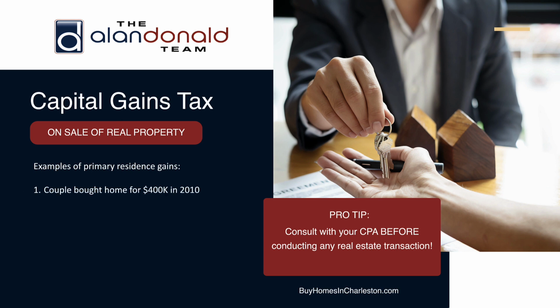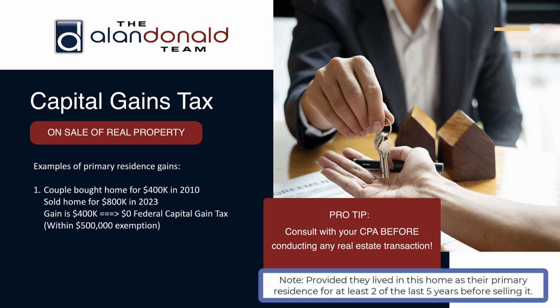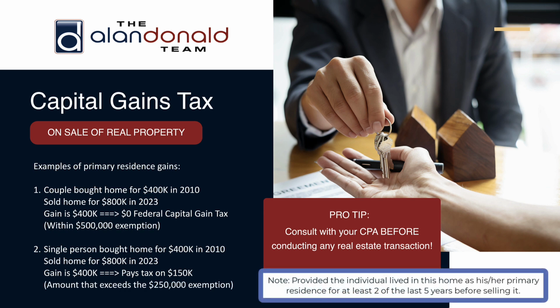First example is that of a couple who bought the home for $400,000 in 2010, and sold the home for $800,000 in 2023. So the gain is $400,000. And because it is within the $500,000 exemption, they wouldn't pay any capital gains tax at a federal level. The second example is this single person who bought the same home for $400,000 in 2010, again sold the home for $800,000 in 2023. That person would be paying tax on $150,000, which is the amount that exceeds the $250,000 capital gain exemption for individuals.